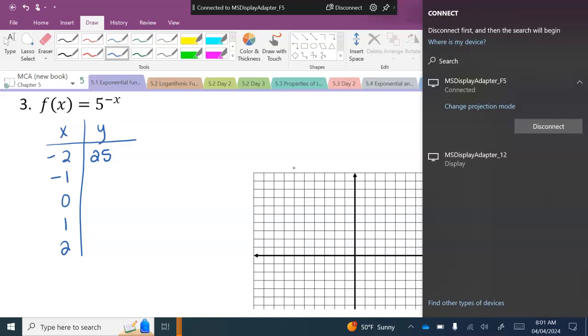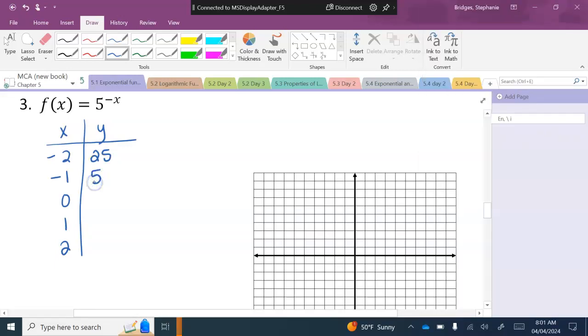What is 5 to the negative 1? 5, yep. 5 to the negative 0 would just be 5 to the 0, which is 1. 5 to the negative 1 would be 1/5. And 5 to the negative 2 would be 1/25.